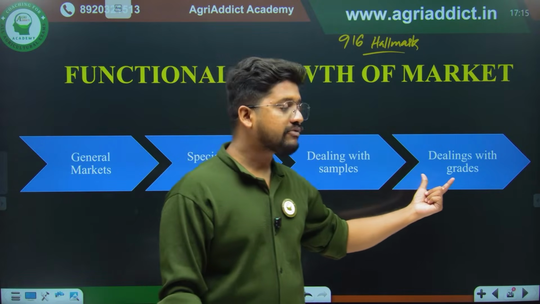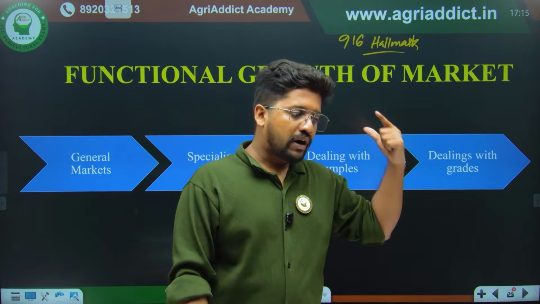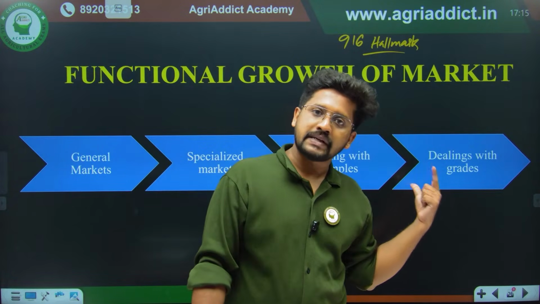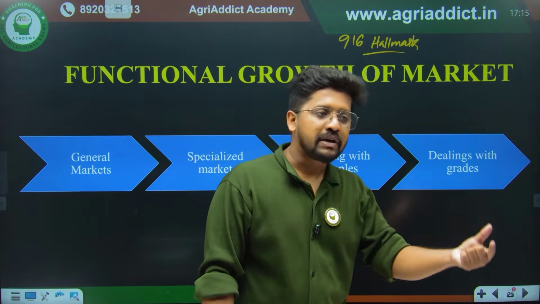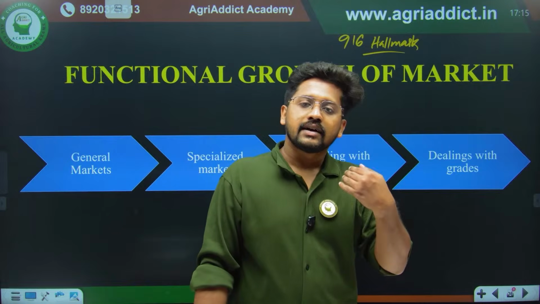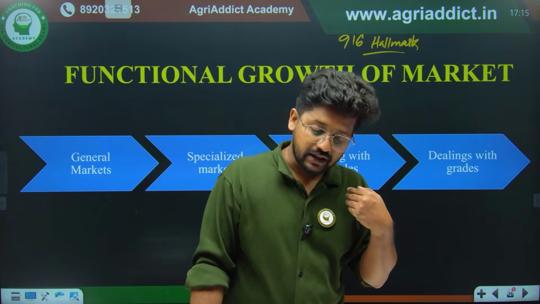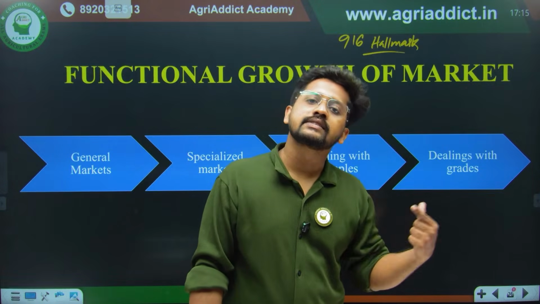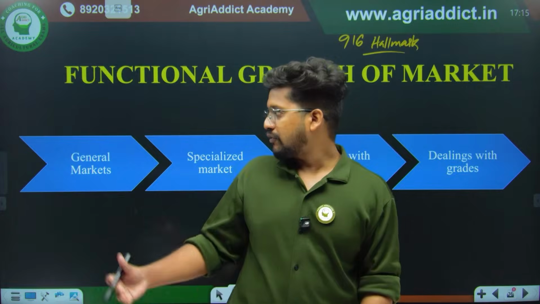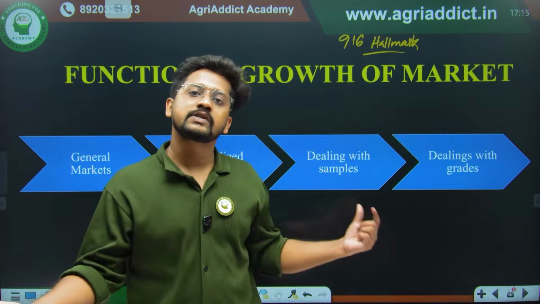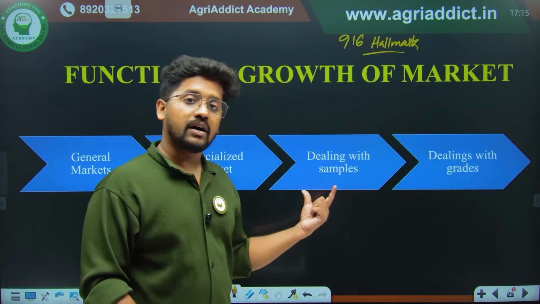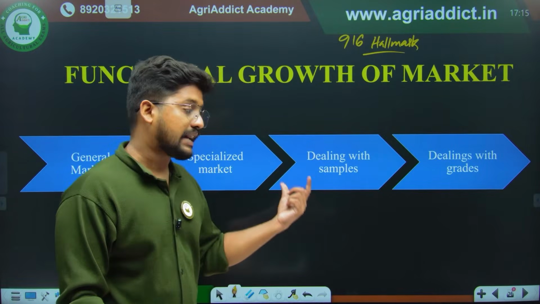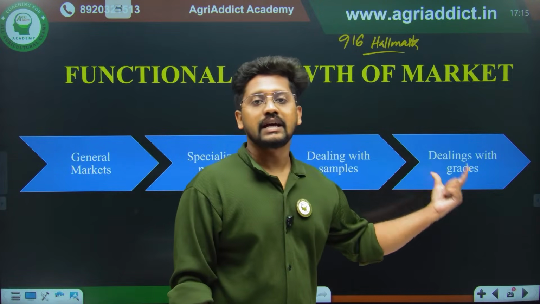So we have some grades, and if one lot is specified with a particular grade, then it is very easy to pick from that, because the desired quantity or quality that I require is there in this particular grade. So from the general market we proceeded to a specific market, then from specific market we proceeded to dealing with samples, and after that we dealt with dealing with grades.